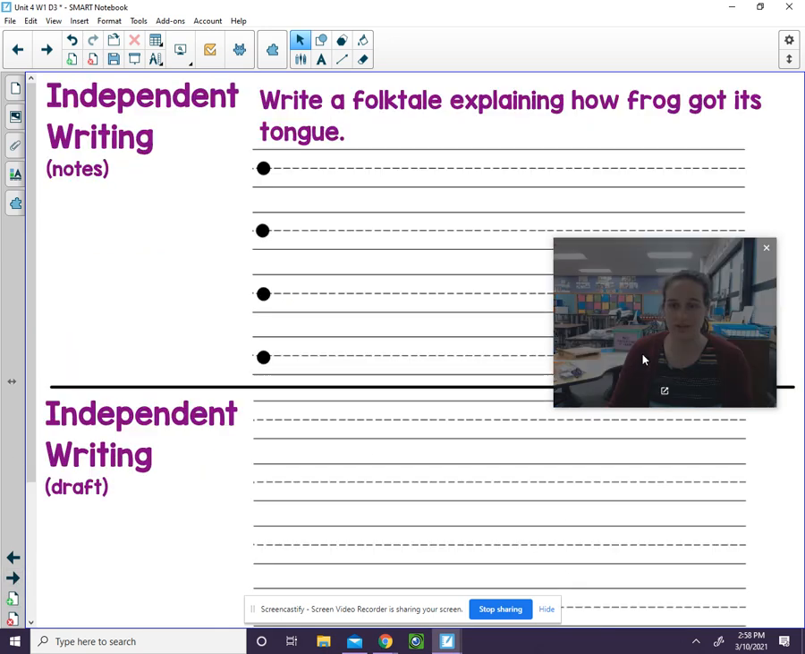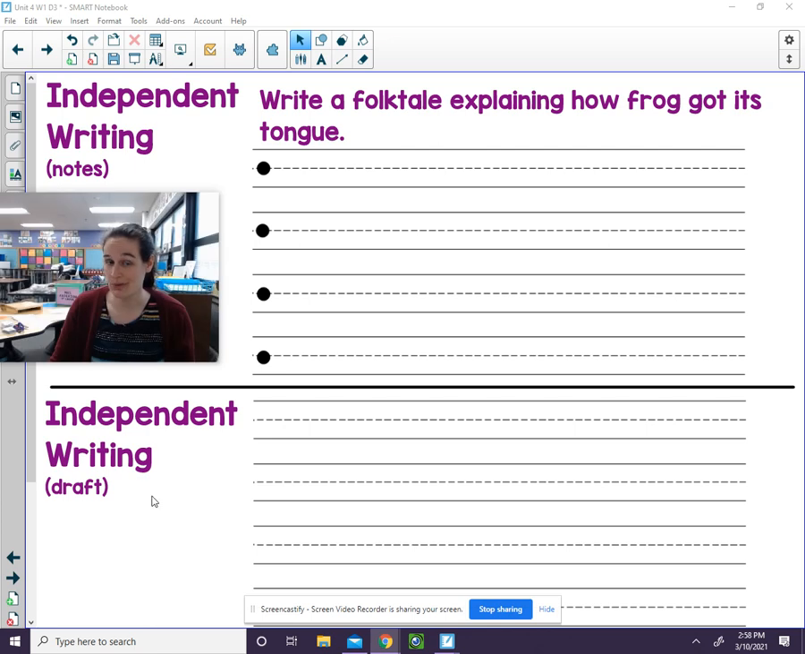We now are going to be doing some note-taking. We need to write a folk tale explaining how frog got its tongue. Ooh, okay, well, let's think about what a frog tongue looks like. What does it look like? Is it small? No, when we think of a frog, it has a really long tongue. And he can use his long tongue to catch flies or other bugs. And it's also kind of sticky.